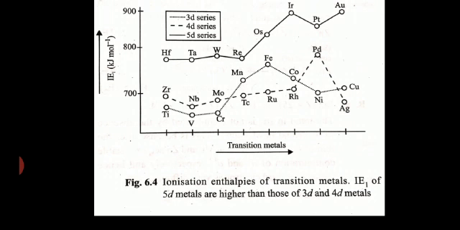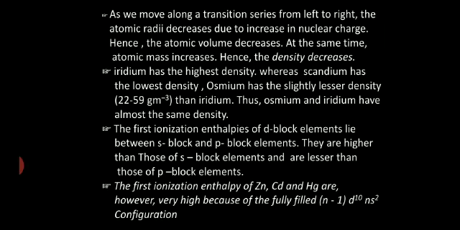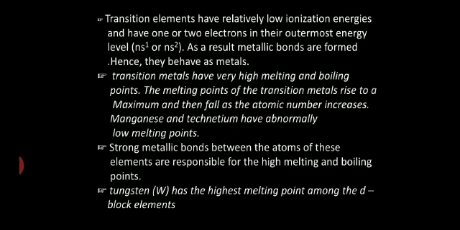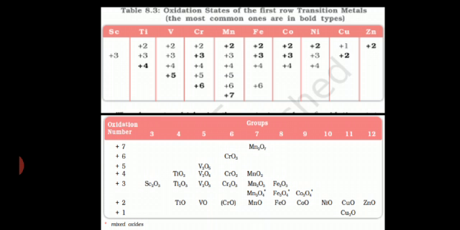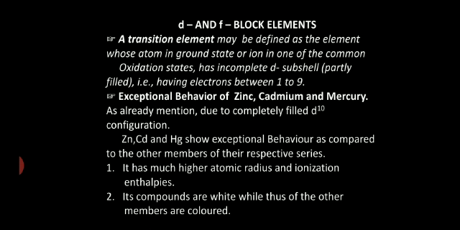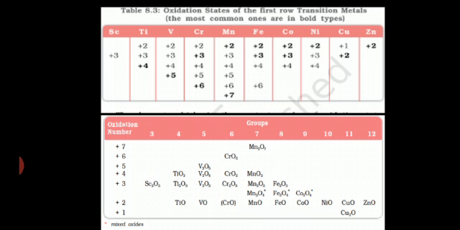Now coming to the oxidation state. If you see the oxidation state, then we can show the oxidation state here. That is about the oxidation state. This one is the oxidation states of the first row of transition metals. The common ones are shown in bold letters.